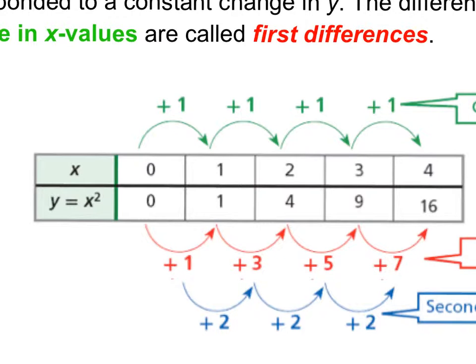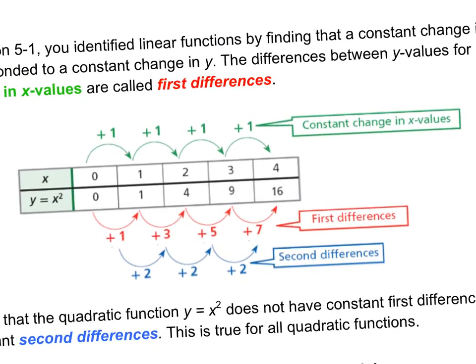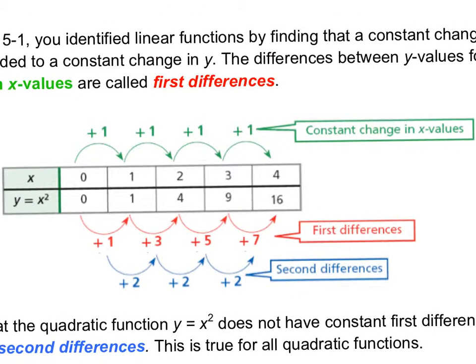Now you go to the y's. When you look at the y values, you go from 0 to 1, you went up by 1. 1 to 4, you went up by 3, up by 5, up by 7. At this point, you might go, oh, there's no constant change of y. Well, now you look at the next difference. From 1 to 3, that's up 2. From 3 to 5, up 2. 5 to 7, up 2. This is what we call your second difference. If your table of values has a constant x change and a consistent second difference of y's, then it is a quadratic. Simple as that.